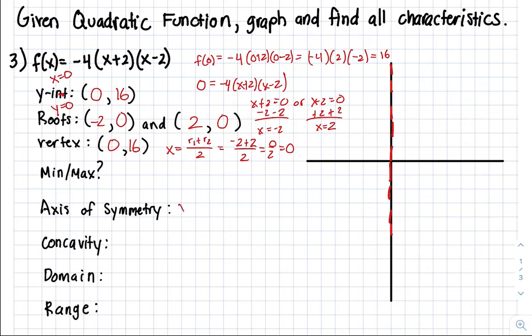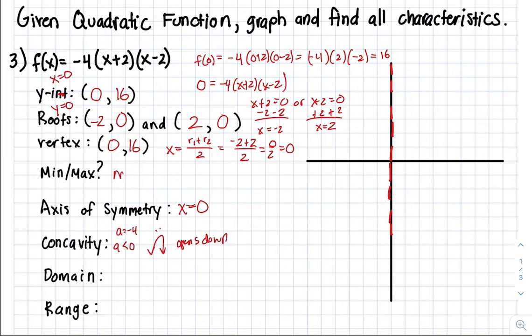So axis of symmetry, that's the x value of the vertex, which is x is equal to 0. Okay, concavity. So concavity, you guys, a is equal to negative 4, so that means a is less than 0, which means it's going to give you a sad face. Opens down.